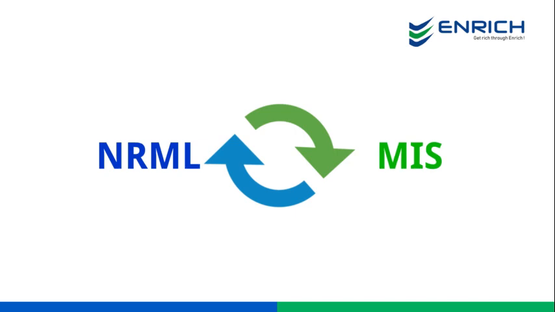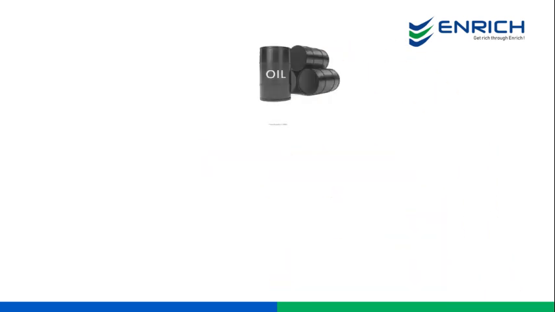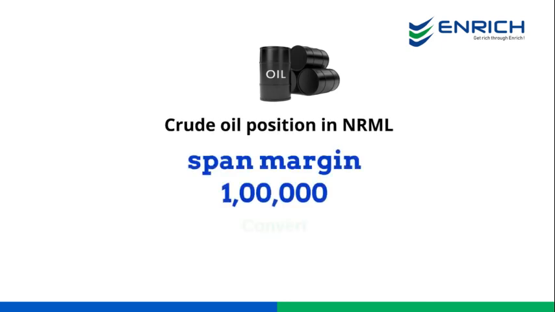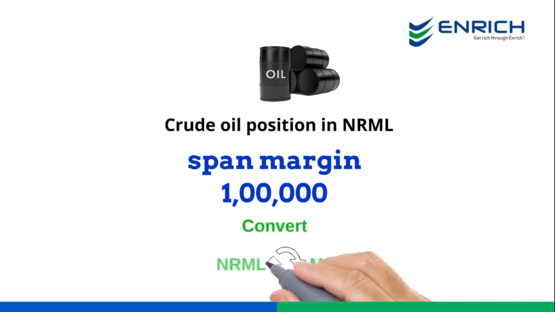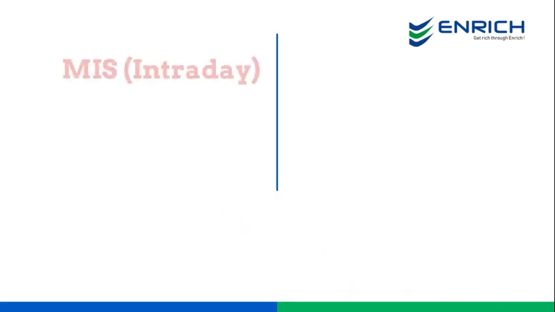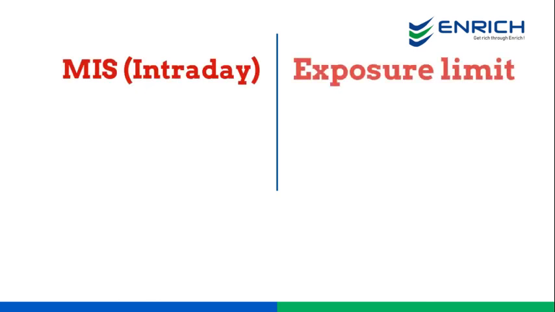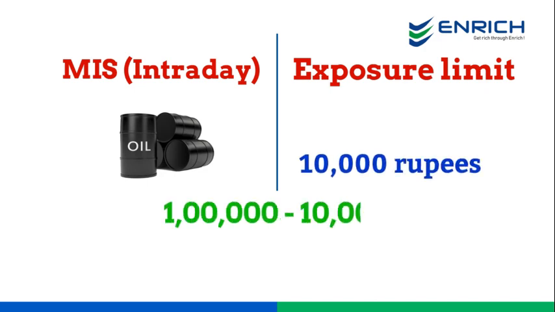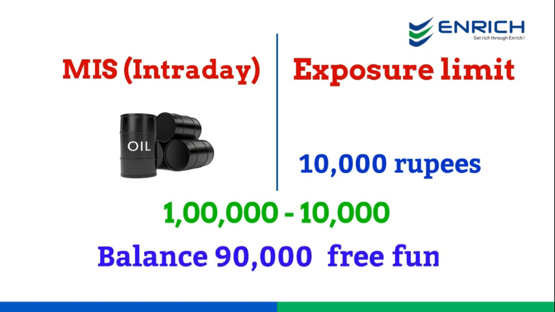Now let me share a trading strategy with you here. Now imagine I have an NRML position in crude oil. The span margin for this position is 1 lakh rupees and I'm going to convert the NRML to MIS. Now remember, MIS has an exposure limit. So if I take a position for crude oil in intraday, I will just need 10,000 rupees. So only 10,000 rupees is held from the 1 lakh rupees span margin. So the balance 90,000 becomes free fund.